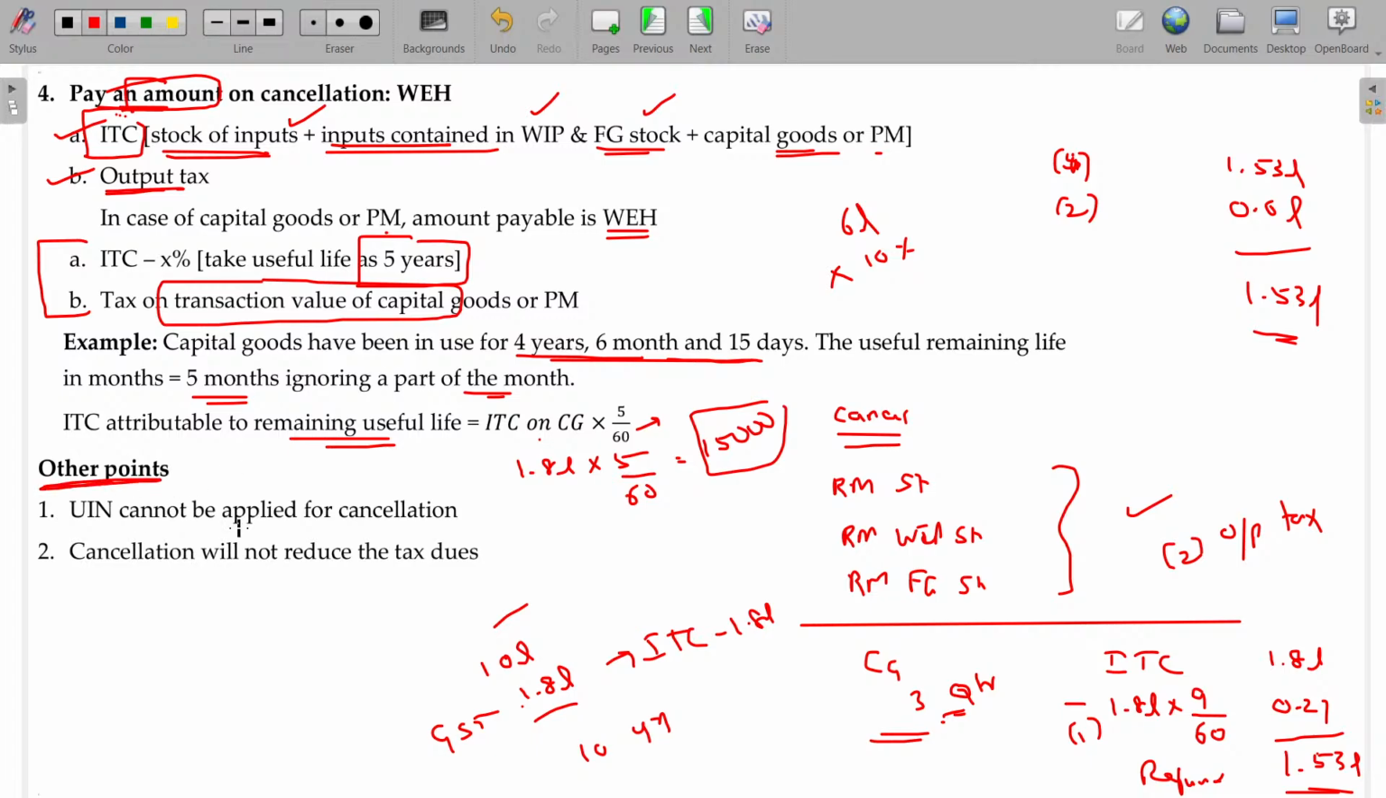Some other points. UIN cannot apply for cancellation. United Nations applications cannot be cancelled. And cancellation will not reduce the tax due. So you cannot escape by cancelling yourself. Whatever due you are supposed to pay as on the date of cancellation, you have to pay it. Clear? So these are the 4 points you have to remember.